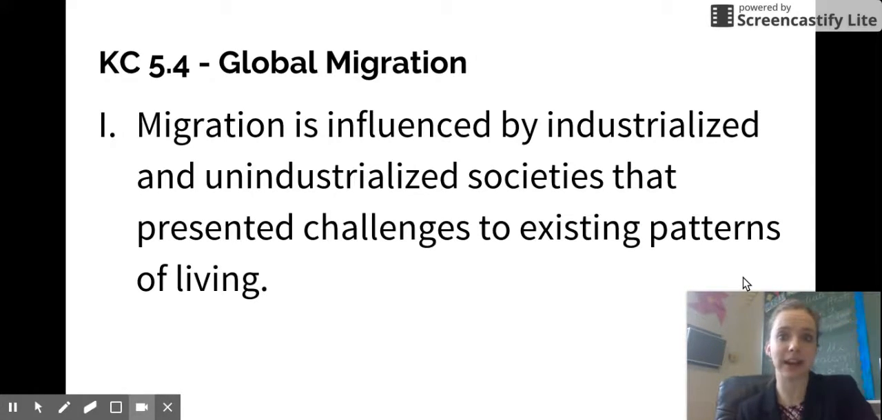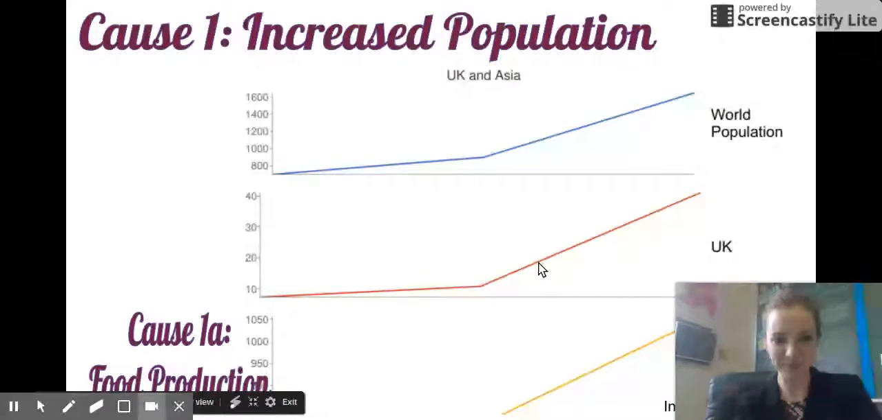The first reason is definitely industrialization, as AP identifies in point number one, that it was influenced by both industrial factors at home in certain countries and unindustrialized countries searching for some of the opportunities found there. So, what are some of the causes in line with that point number one? Cause number one is increased population.